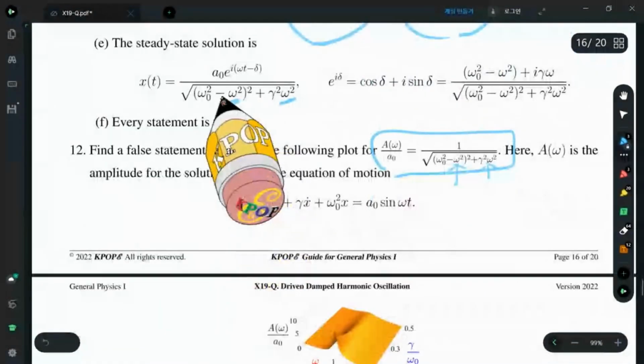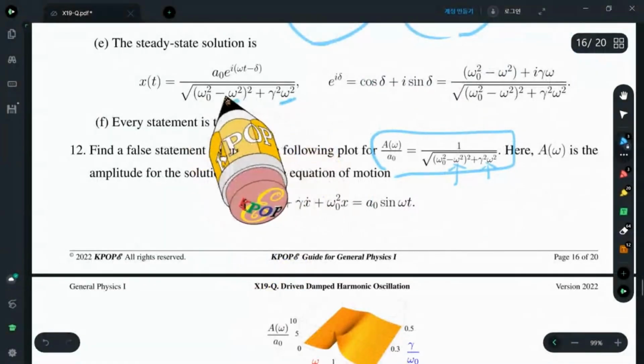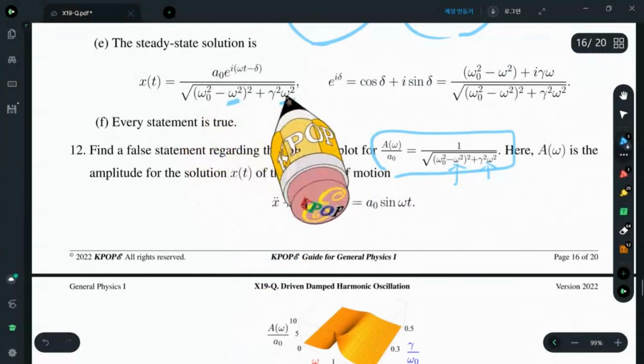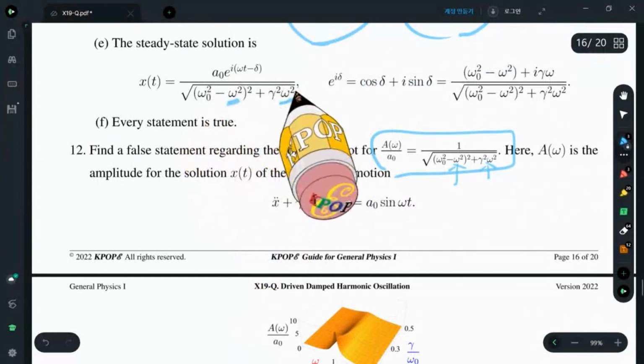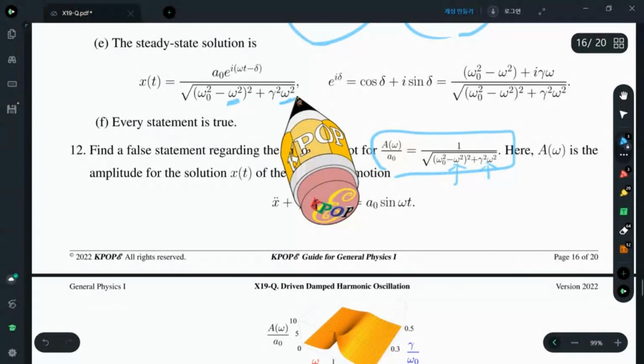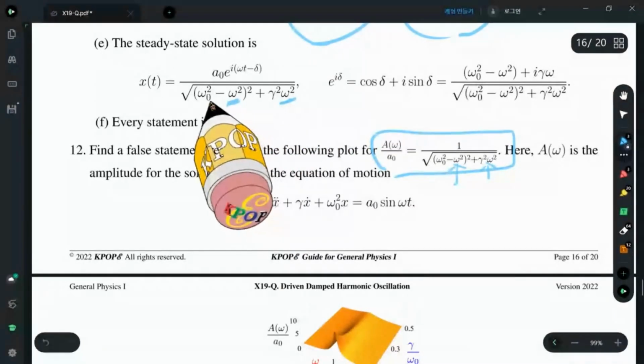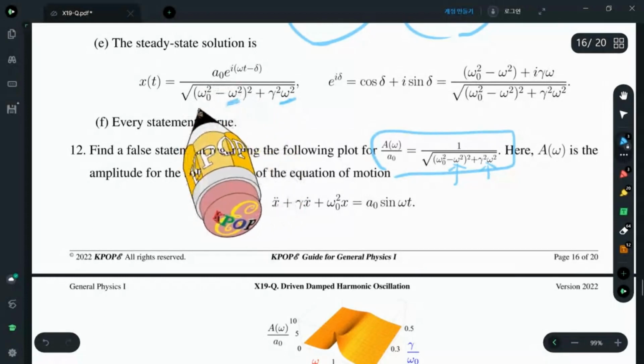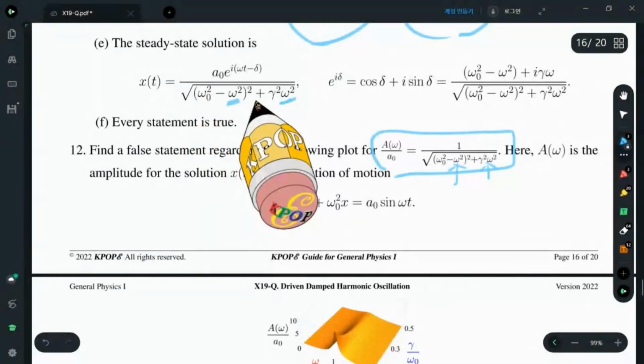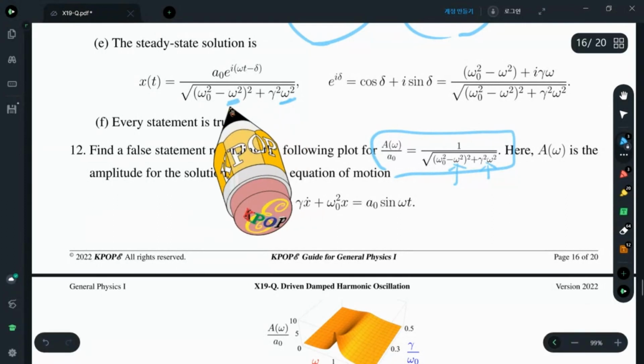So when you change the omega, for example, this is a square. So this is positive, this is positive. When omega equals omega zero, the dispersive term disappears. So we'd like to find the value of omega at which the amplitude is maximized. That is called resonance.